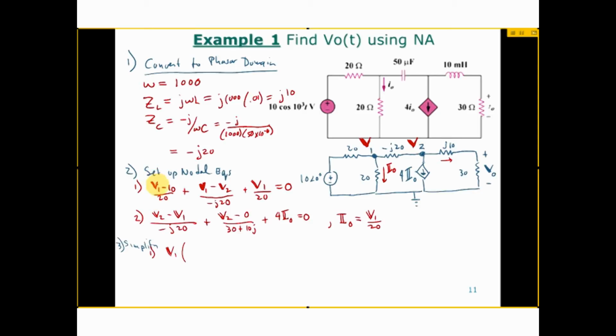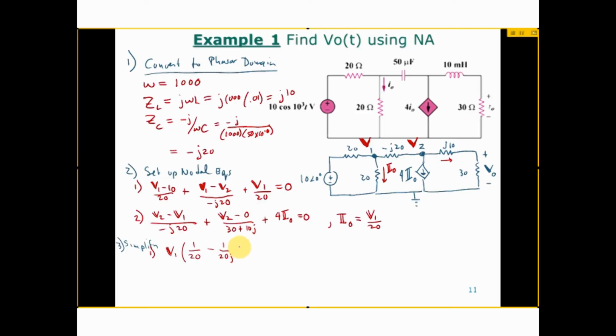So I have a 1/20th multiplying V1 here, don't I? It's 1/20. What else is multiplying V1? Plus 1/-20j. Now, I think it's okay to put that negative from the bottom to the top, don't you? So we could actually say that's minus 1/20j. So I'm going to put this here, so it's going to be minus 1/20j, and then what else is multiplying V1?